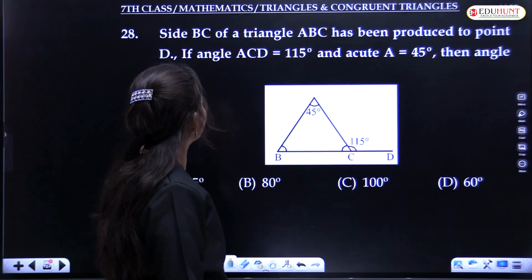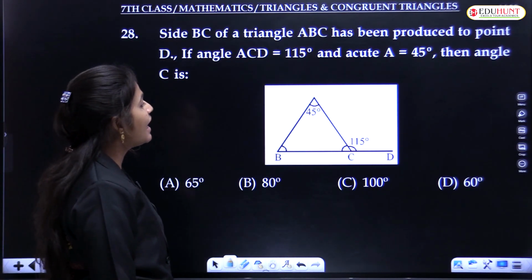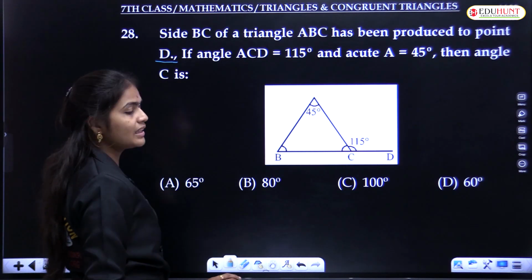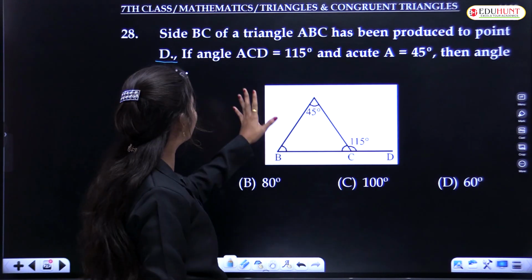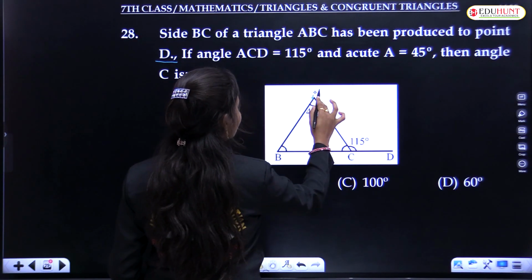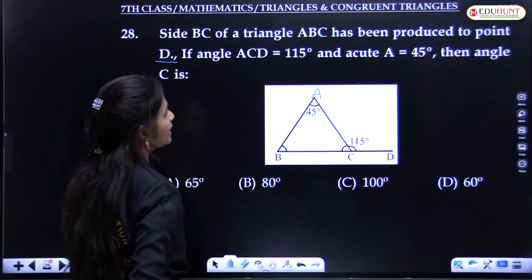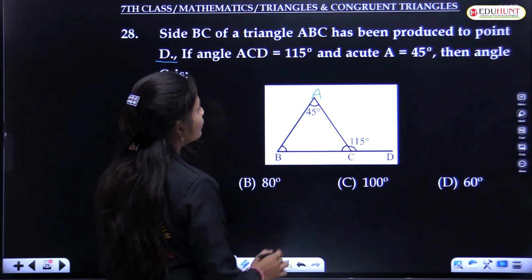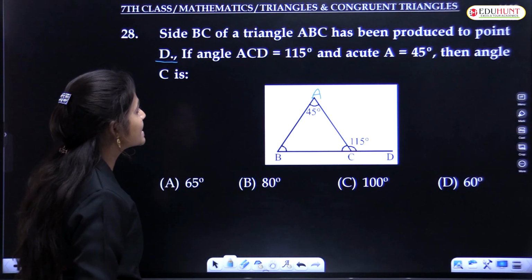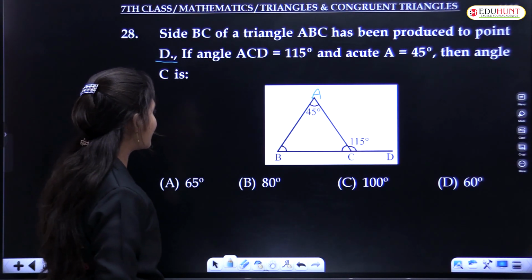So here, side BC of a triangle ABC has been produced to point D. What they have given in that diagram is what they have given in the question. If the angle ACD is equal to 115 degrees and angle A is equal to 45 degrees, then find the angle at C. So directly also we can find the angle at C they are asking, no?